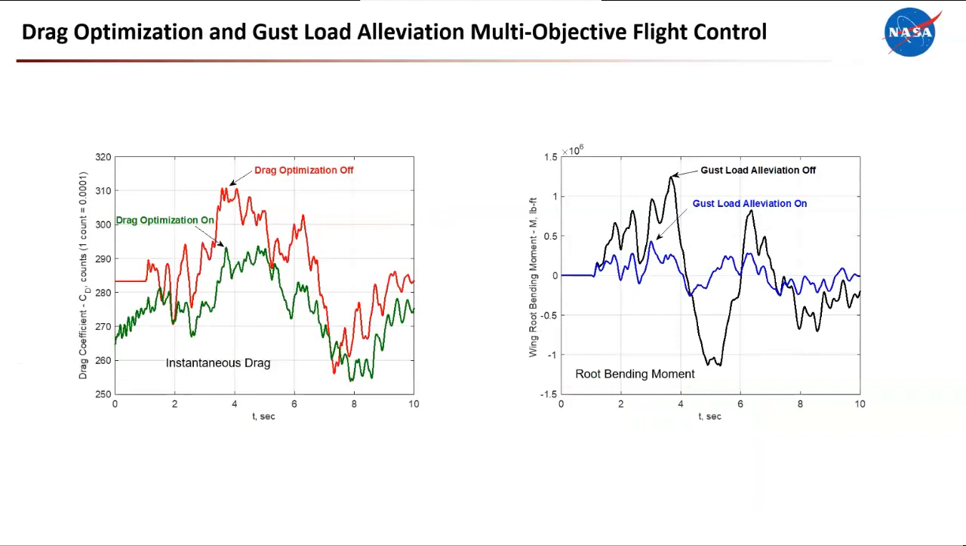And then the figure on the right is a simulation result for gust load alleviation. Here we basically apply some gust load. We simulate the aircraft flying with gust input from turbulence, and then we run the simulation without the gust load alleviation, and then with the gust load alleviation, and we can see the effectiveness of the gust load alleviation. It knocks down the wing root bending moment quite substantially. So we know it's fairly effective. And then next slide, please.